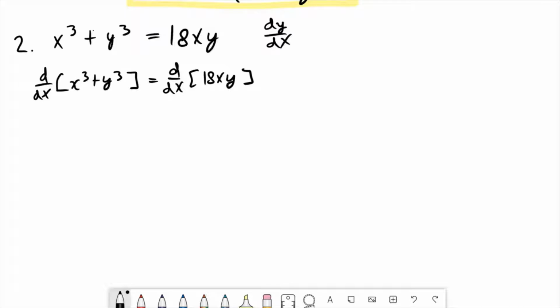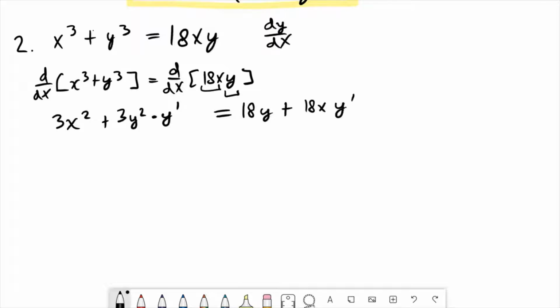The left hand side looks a little easier, so it's just 3x squared plus, and then we have to apply the chain rule with this y term. It's 3y squared times the derivative of the inside, which is the derivative of y, which we don't know, so it's just y prime. And then the right hand side, we have to apply the product rule. So 18x will be our first function, and then y will be our second function. So take the derivative of the first, keep the second the same, and then keep the first the same, take the derivative of the second. It's y prime.